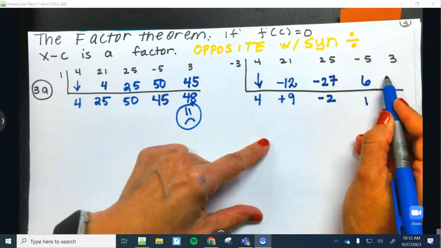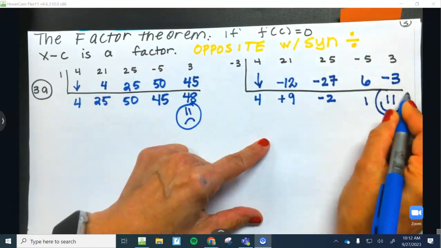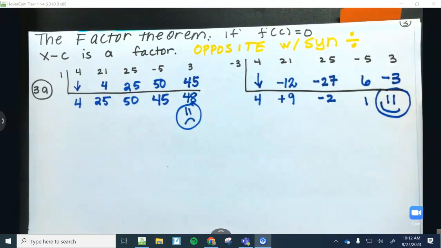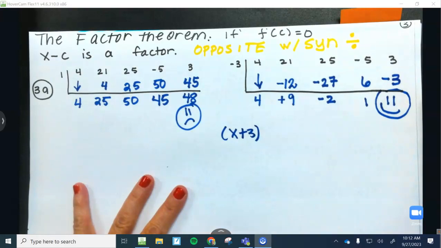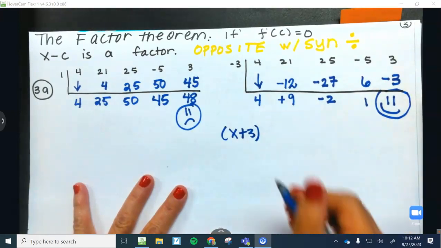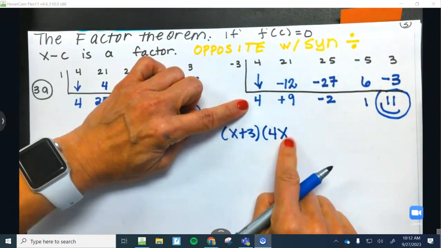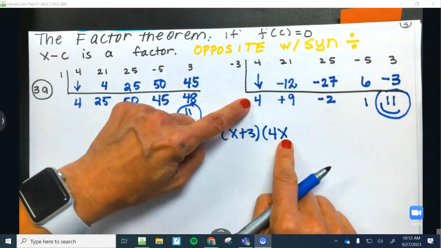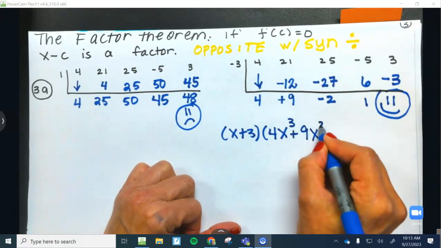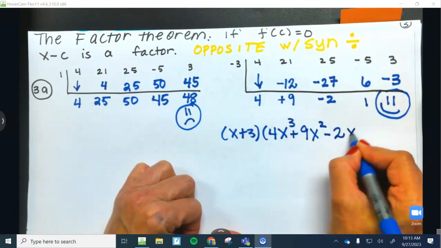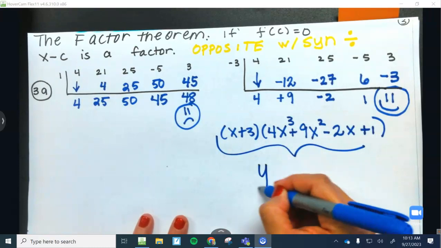Ooh, are we happy over here? Yes, yes, yes. How come? It's a 0 for a remainder. Good. We found a factor. We found 2 factors. We know that x plus 3 is a factor. You also know your answer is a factor. Y'all, what's the exponent for my answer? What does this exponent start with? 3. Remember, it's always 1 less. Good. Plus 9x squared minus 2x plus 1. Yay! All factors.